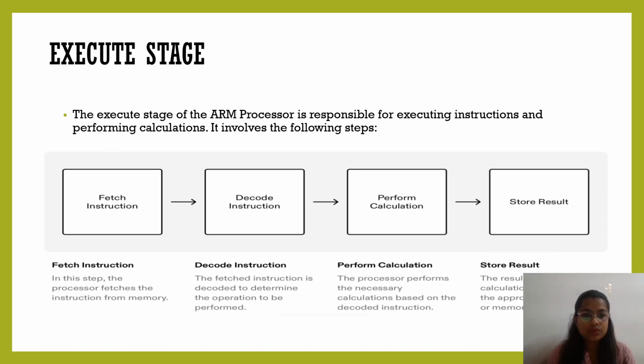Next one, execute stage. The execute stage of the ARM processor is responsible for executing instructions and performing calculations. It involves the following steps. Fetch instruction: in this step, the processor fetches the instruction from memory. Decode instruction: the fetched instruction is decoded to determine the operation to be performed. Perform calculation: the processor performs the necessary calculations based on the decoded instruction. Next one, store result.